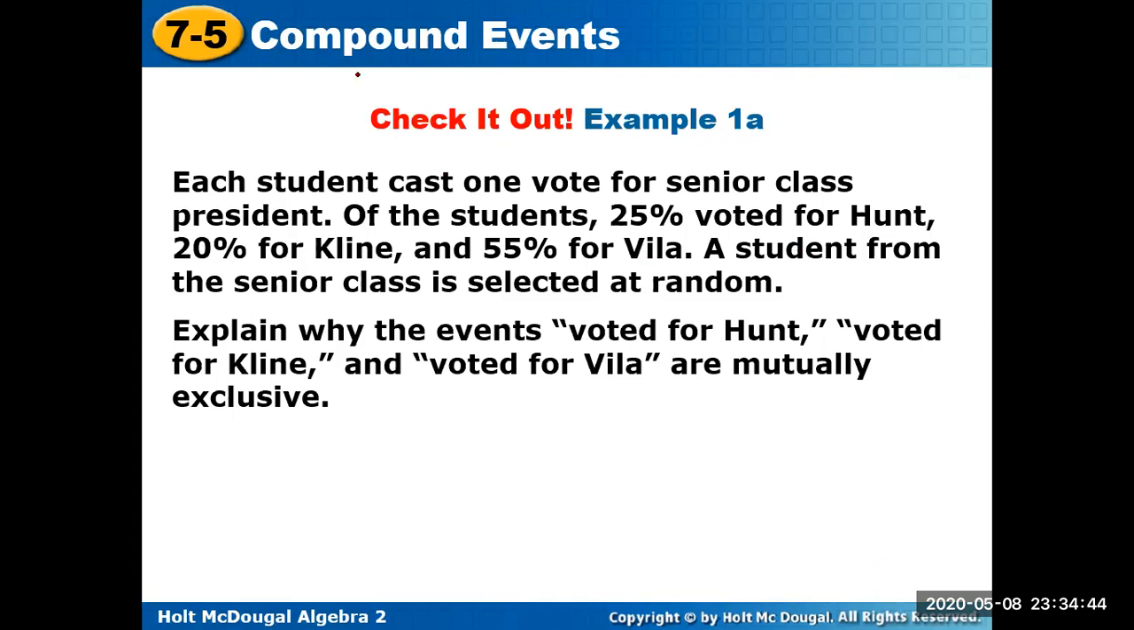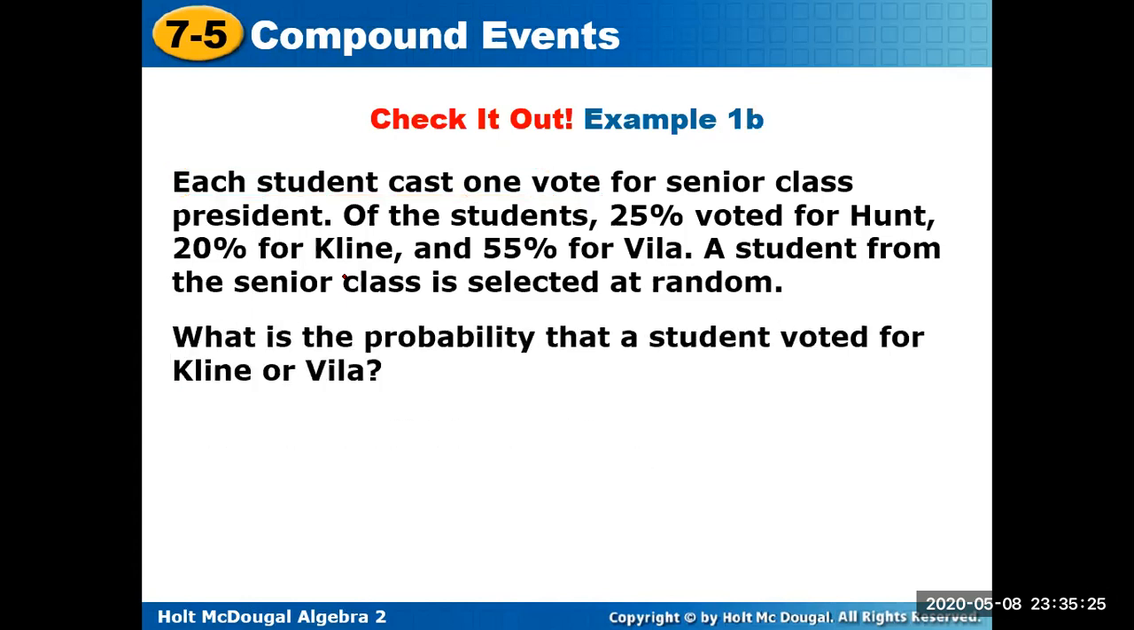So if we read the question, it says each student cast one vote. So per student, one student can vote only one time. That's why the same student cannot vote for two people at the same time, and hence the events voting for Hunt, voting for Klein, and voting for Viola are mutually exclusive, because the same student cannot vote for two people. He or she can vote for only one person.